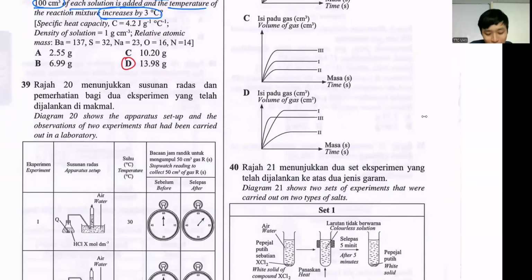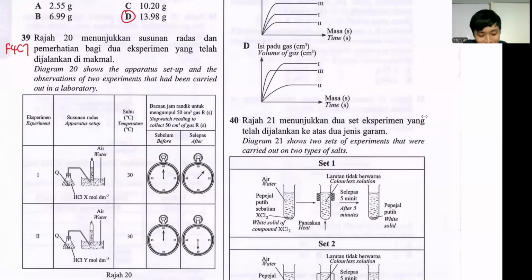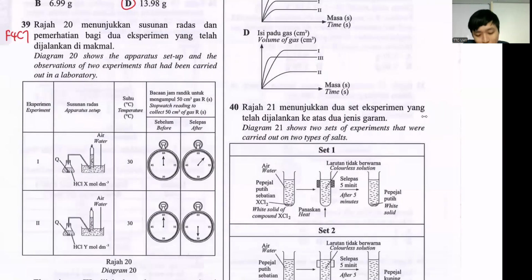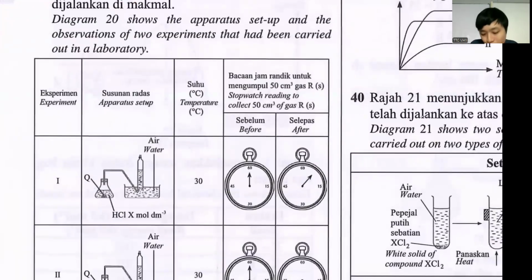Question 29 is a Form 4 chapter 7 question, which is a bit rare in paper 1. Diagram 20 shows the apparatus setup and the observations of 2 experiments that had been carried out in the lab. They use time, how much time is needed to collect 50 cm³ of gas R.